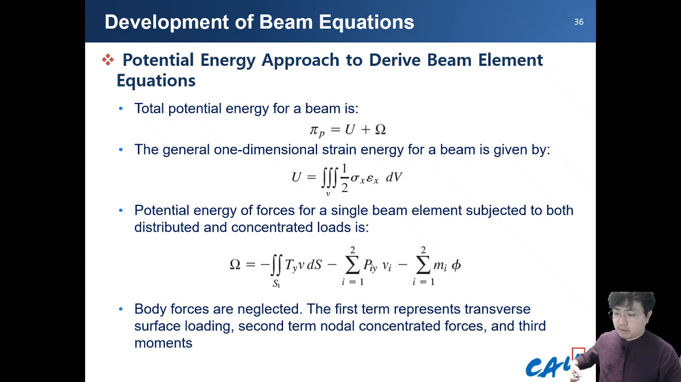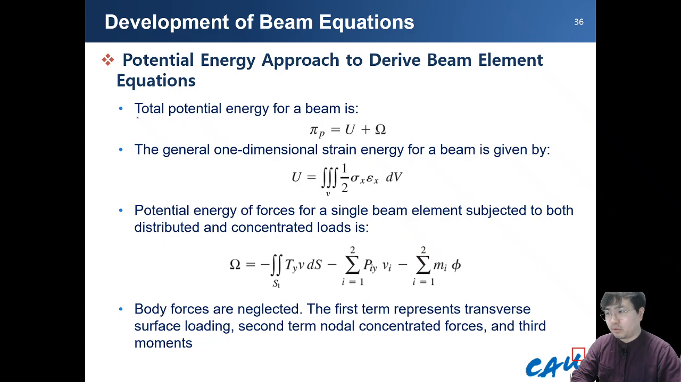And then the last part is deriving the beam element using the potential energy approach method. So I'm going to introduce another way to derive the beam stiffness equation. First is the potential energy approach method. The other is the Galerkin residual method. However, I don't like deriving the beam element using both methods, so today I'm going to show you briefly.